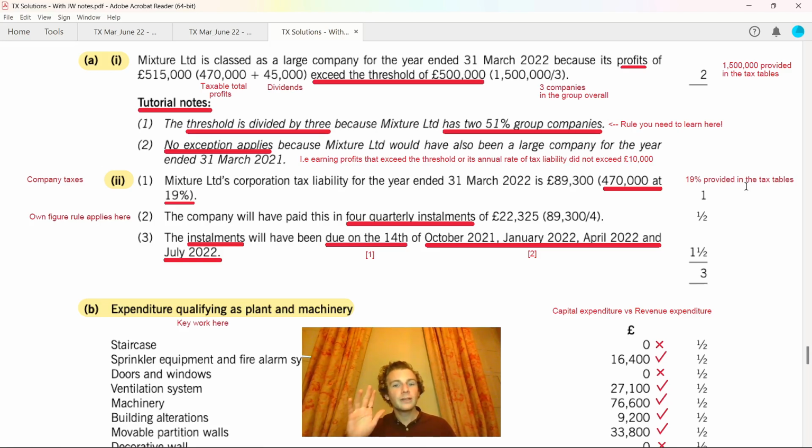The instalments will have been due on the 14th of October 2021, January 2022, April 2022, and July 2022 on there for you. So just get that down, that we've got the year end of March, and then the date is the 14th. We can go old school on this: April, May, June, July, August, September, October. So you've got 7 months after the actual year end into October, and then as you can see on there, we've got October, then January, and then you've got January, February, March on there.